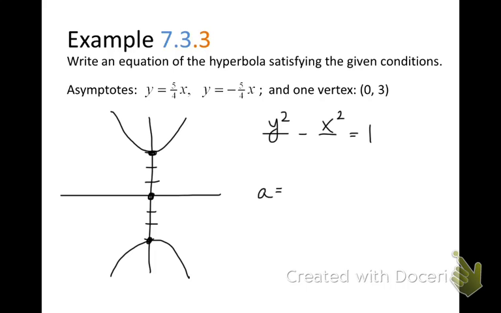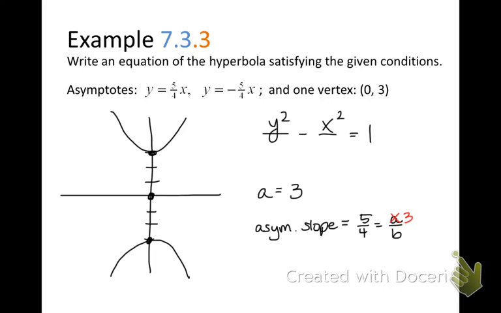So your distance from your center out to your vertex definitely is a. It has to be 3. But we can find our b value then by using that slope. So I know that my asymptote slope is equal to 5 over 4, and that should be equal to a over b, since it's a vertical hyperbola, right? But I know that my a value now is what? 3. So now I can just solve this.